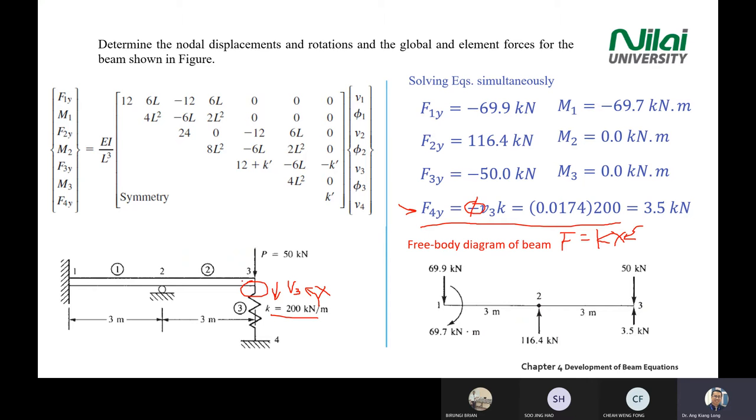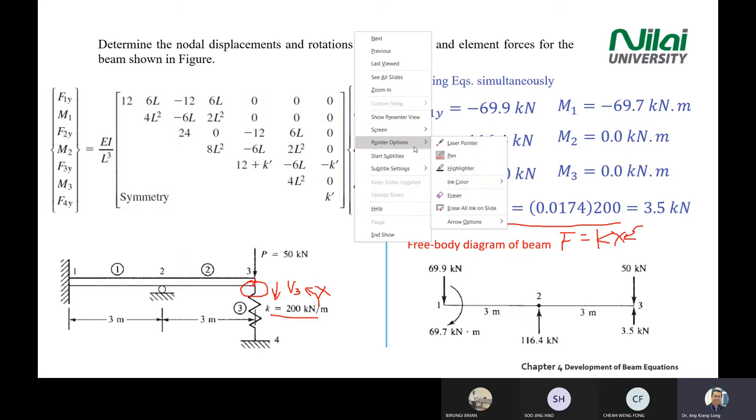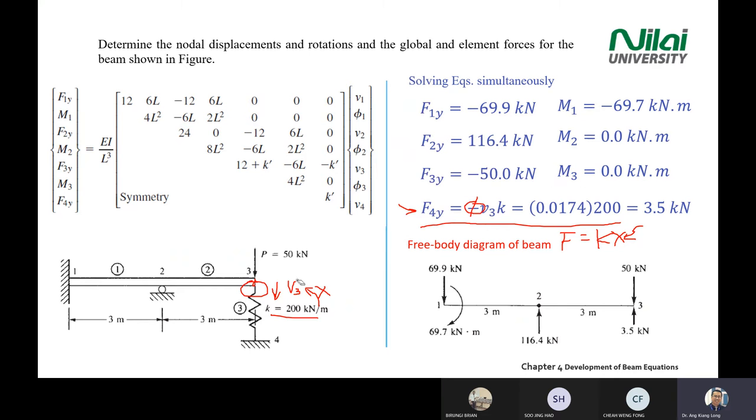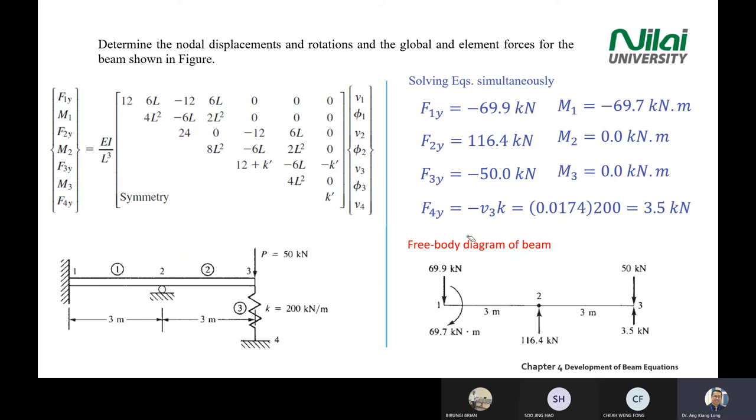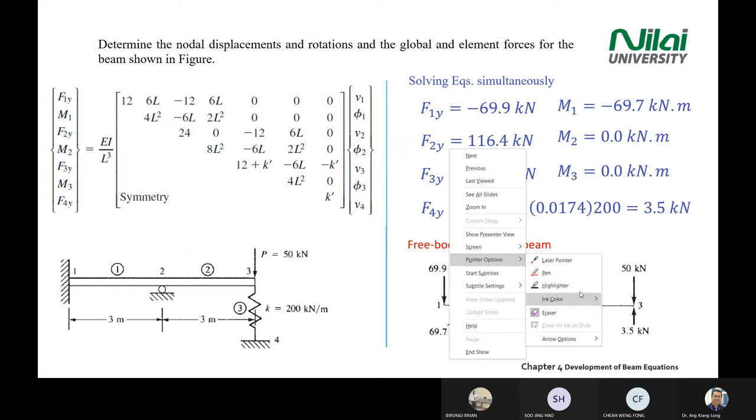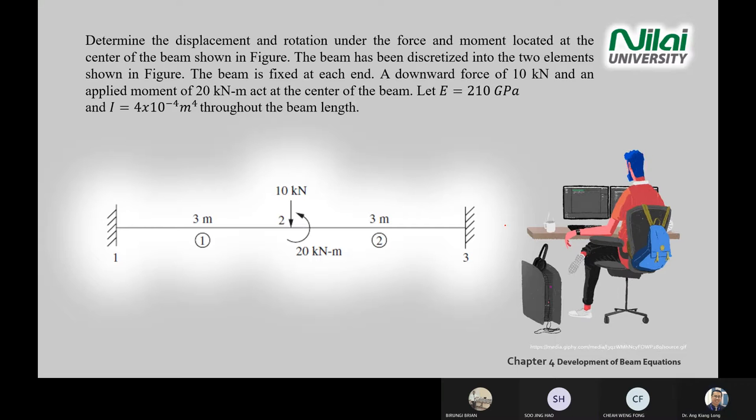You just imagine you are the beam and there's an external force pressing it. So what do you feel if you stand at point 3? You will feel that the spring is punching in your body, right? If you stand here, you feel that the spring is punching in at point 3. So that's why the arrow is going opposite of the 50 kilonewton here. All right. So any question before we move to the next example? Everyone clear? Okay, good. Let's look at this example.